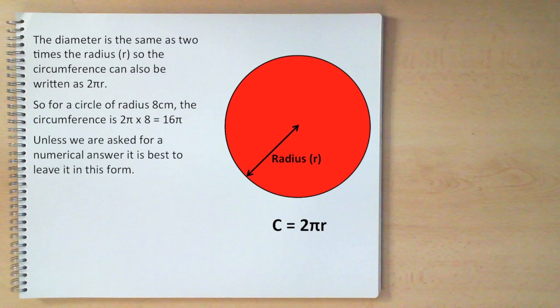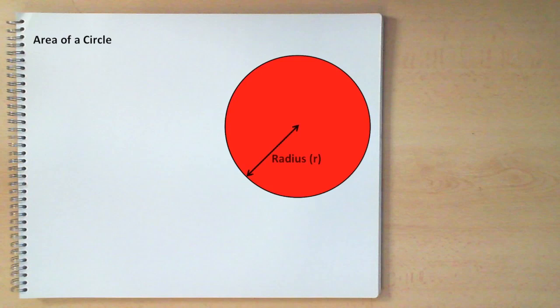Let's move on to the area. To calculate the area of a circle, we also are going to use pi. This time, the formula is going to be based on the radius of the circle. And the formula is that the area is equal to pi times r squared.